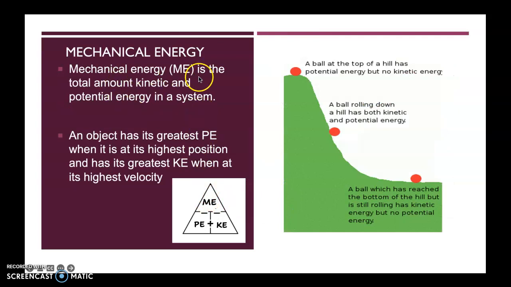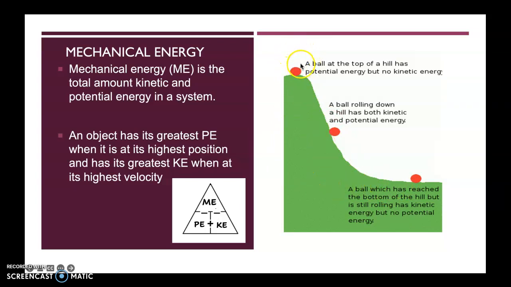So mechanical energy is the total amount of kinetic and potential energy in a system, meaning in a situation. When we talk about systems, we're talking about whatever situation we are looking at. An object will have the greatest potential energy when it's at the highest position, at its highest height, and it will have its greatest kinetic energy when it's at the highest velocity.